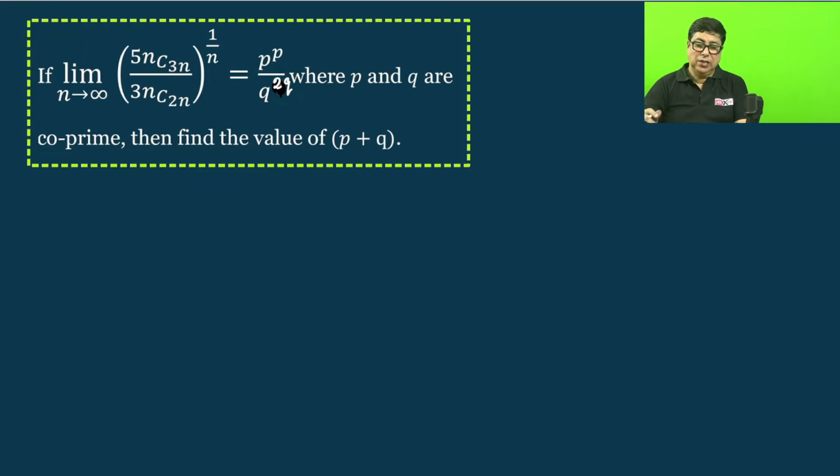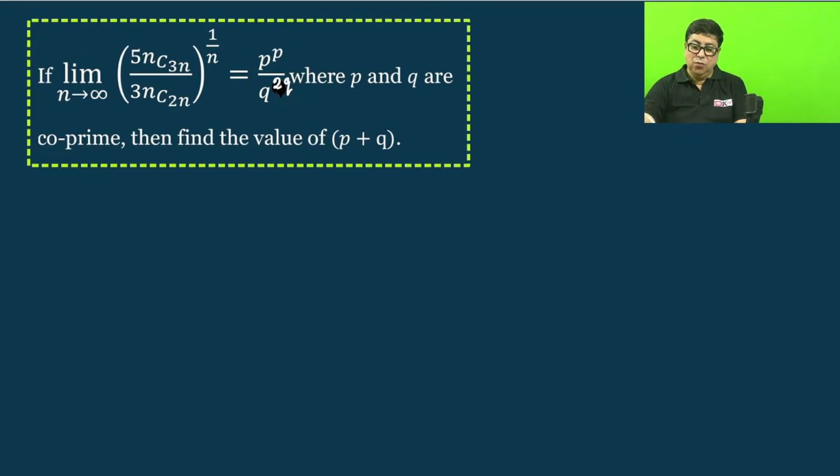In this case, it is given that the limit as n tends to infinity of (5n C 3n by 3n C 2n) whole to the power 1 by n equals p to the power p by q to the power 2q, where p and q are co-prime, and find the value of p plus q. This is the question. So how to solve this sum, everybody?